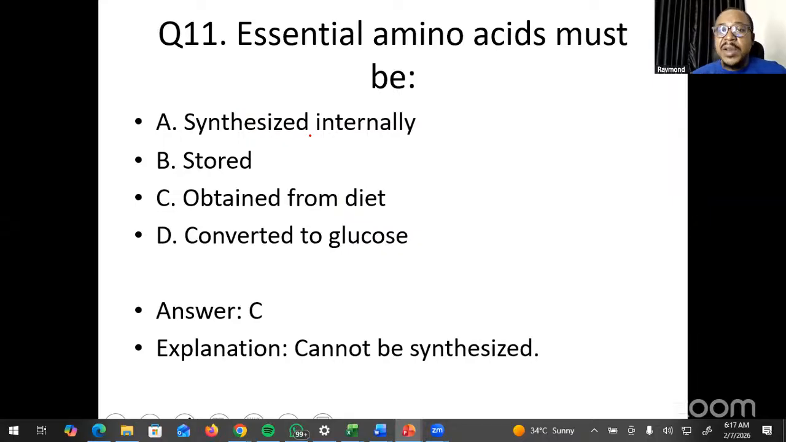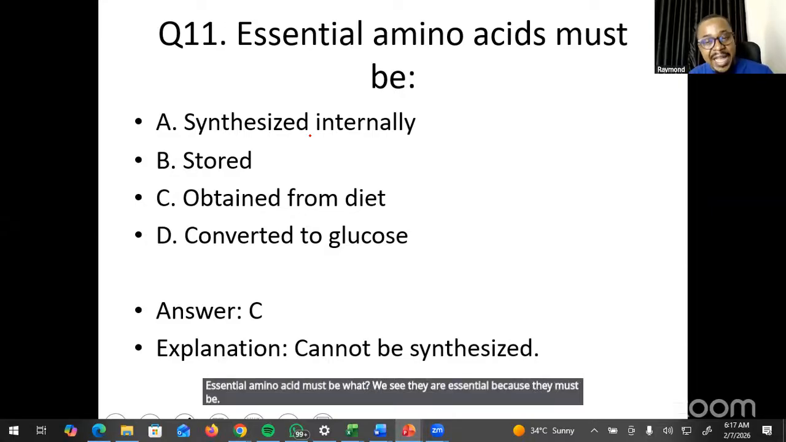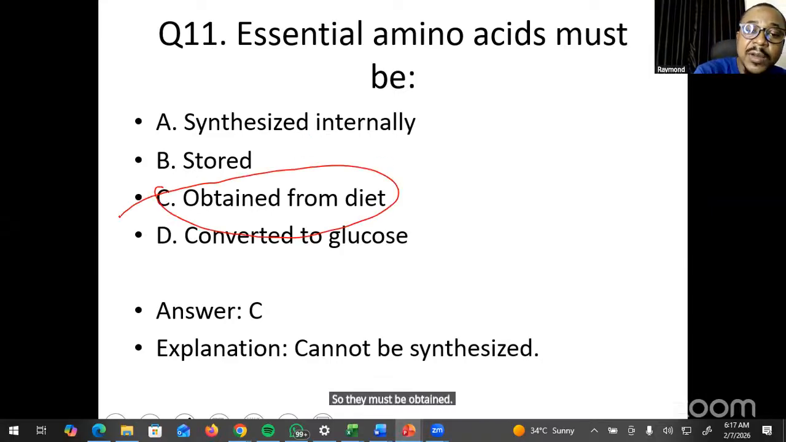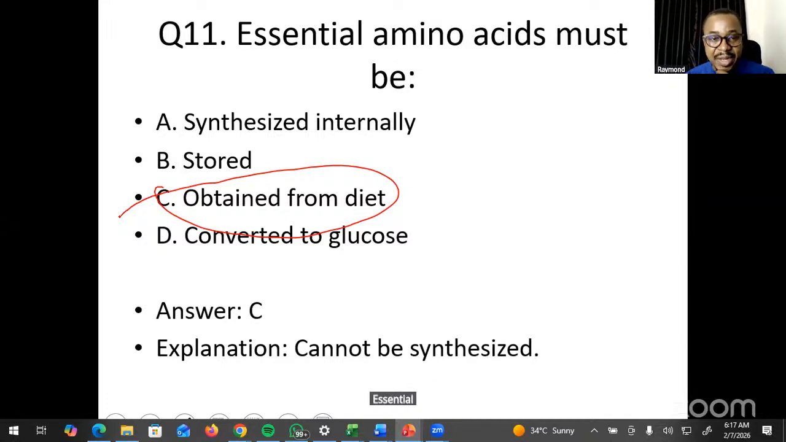Now, an essential amino acid must be what? We say they are essential because they must be taken from the diet. Our body cannot produce them, so they're essential to us. If our body can produce them, we say they are non-essential amino acids. So they must be obtained from our diet. That's why we say they are essential amino acids.